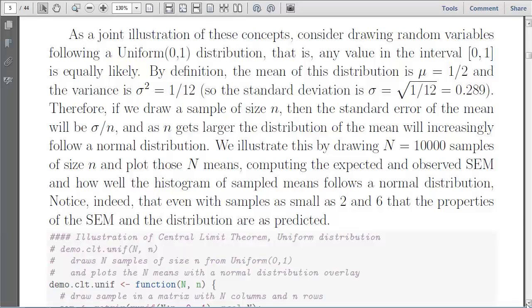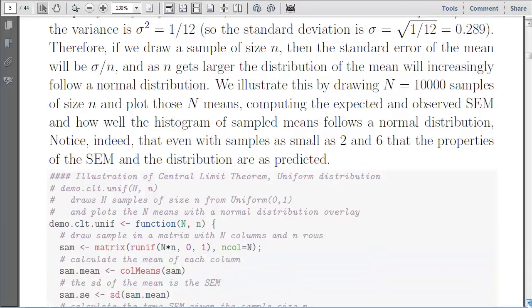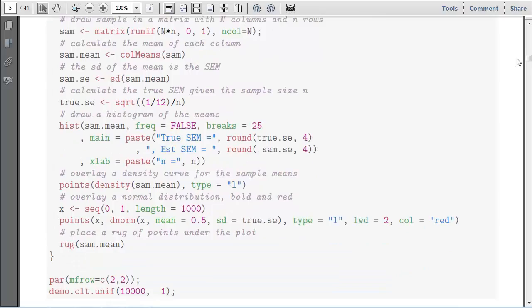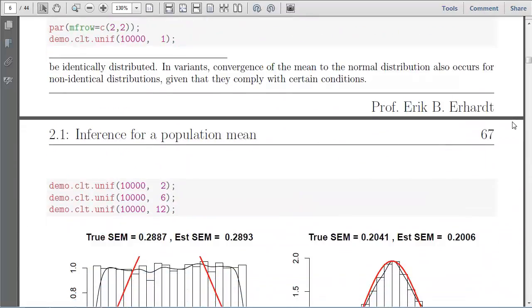So I'm going to jump over this code and these comments. This code right here is a function I wrote that basically illustrates the central limit theorem when you draw from a uniform distribution, where capital N is the number of samples to draw and little n is the size, or number of observations, in each sample. I've got well-commented code here, so if you're really interested in coding, you can dig in to see what's happening there.